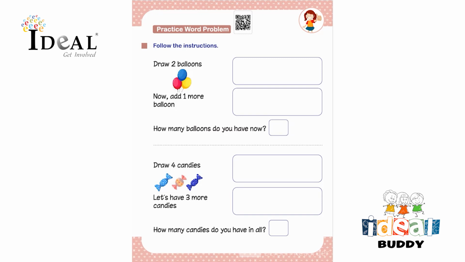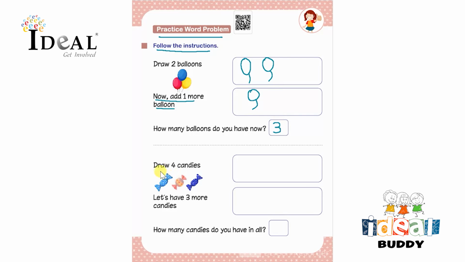Hello everyone. Here the child will practice word problem. So they have to follow the instructions that are given below. So first the child has to draw 2 balloons. So here they have to draw 2 balloons. 1, 2. After that it is given now add 1 more balloon. So they will be drawing 1 more balloon here and then it is asked how many balloons do you have now. So there are 3 balloons in all, that is 2 plus 1.